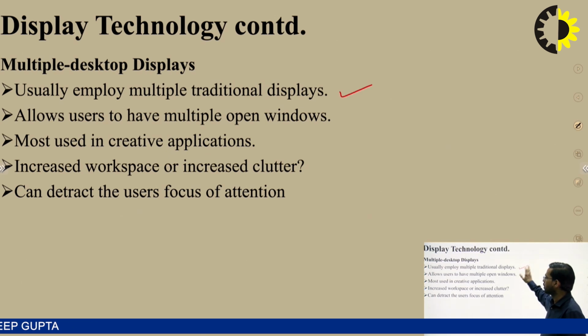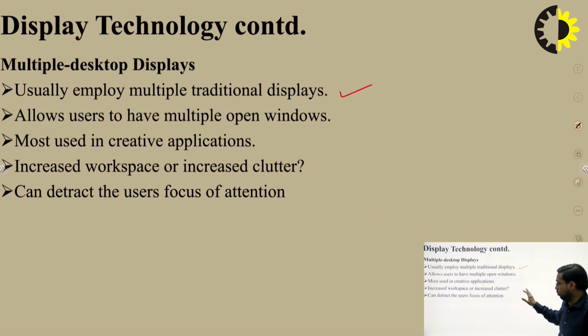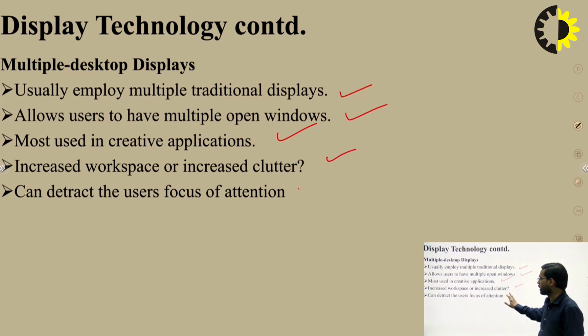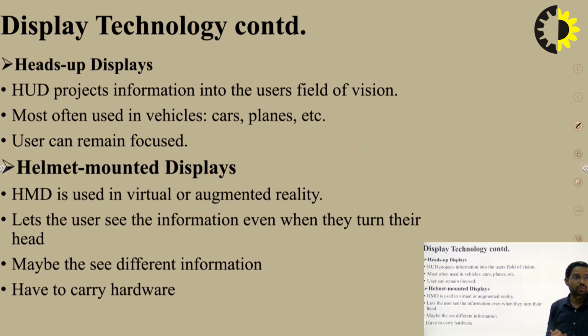It usually employs multiple traditional displays, allowing the user to have multiple open windows. Mostly used in creative applications, it increases workspace but also increases clutter, and it can detect the user's focus of attention. Heads-up display, HUD, projects information into the user's field of vision. Mostly used for vehicles, cars, and pens, the user can remain focused.